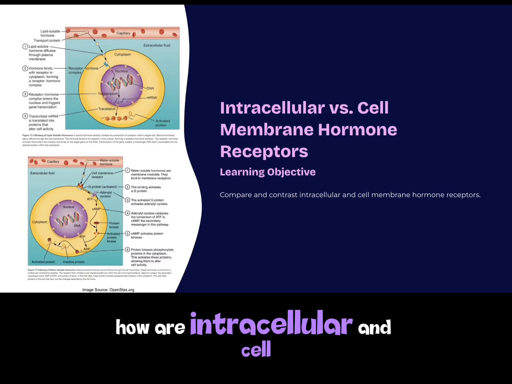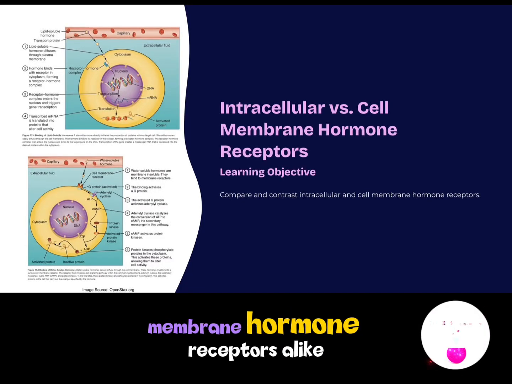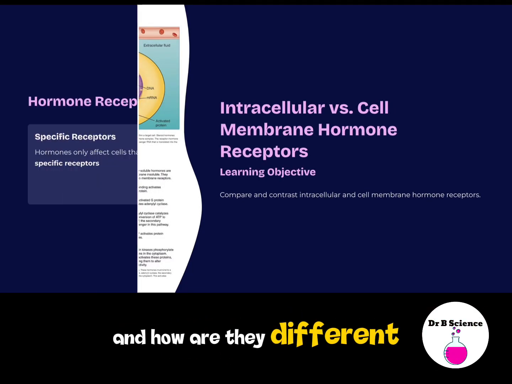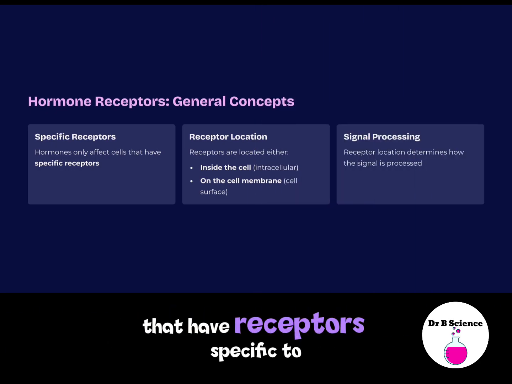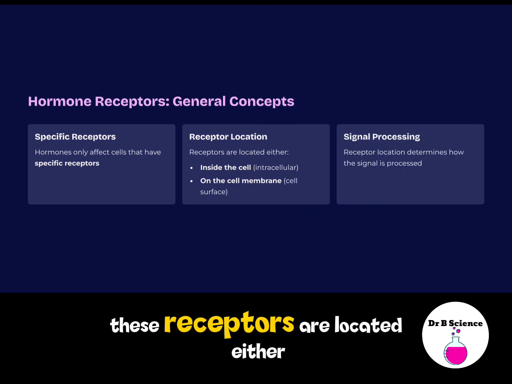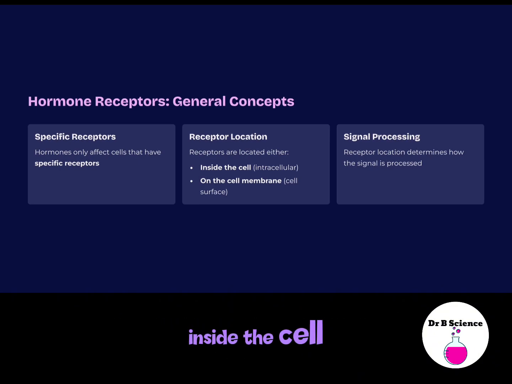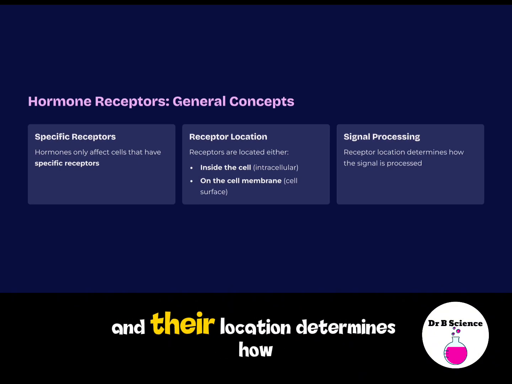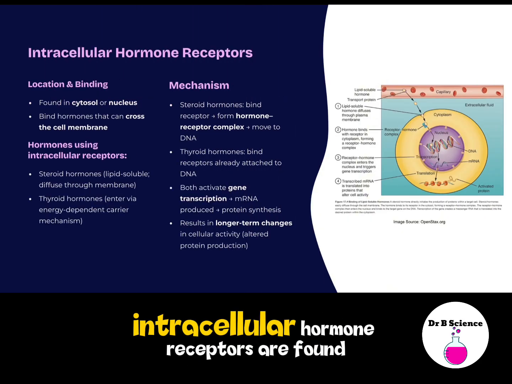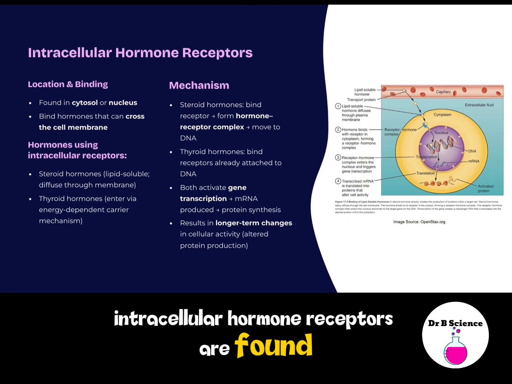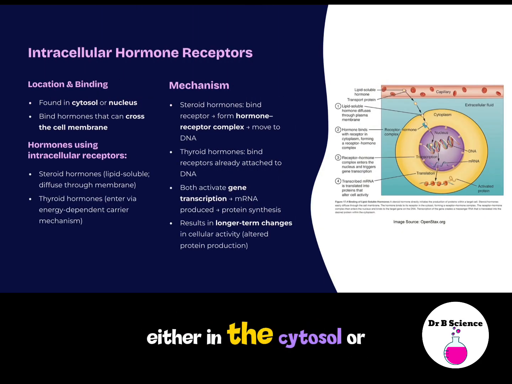How are intracellular and cell membrane hormone receptors alike, and how are they different? Hormones can only affect cells that have receptors specific to them. These receptors are located either inside the cell or on the cell membrane, and their location determines how the hormone signal is processed. Intracellular hormone receptors are found inside the cell, either in the cytosol or directly within the nucleus.